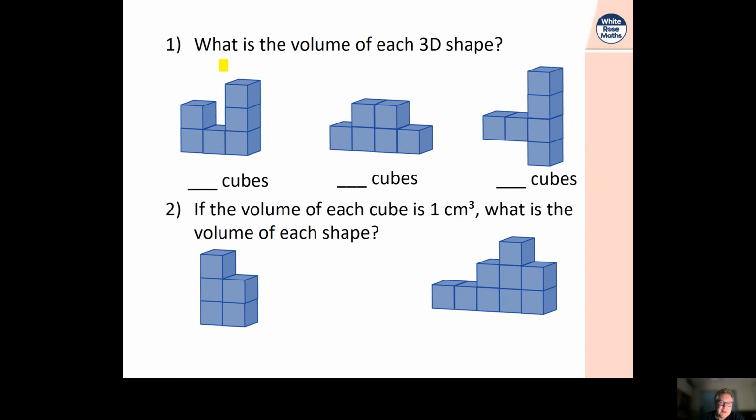Now, this question is, what is the volume of the 3D shapes? And all we have really are the cubes. 1, 2, 3, 4, 5, 6. When we get here, what if each one of these cubes was 1 centimetre cubed? Now that's interesting, isn't it? So perimeter would be just the units of length, centimetres. Area was squared, and now we're on to cubed. So what's the volume of each shape? Have a think about it, pause the video, and then we'll look at the answers together.